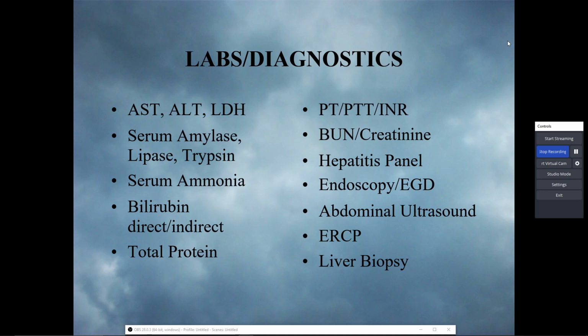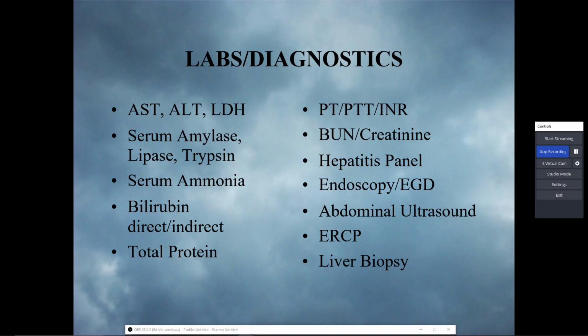Labs wise, I would definitely take some time to get used to the labs. The AST, ALT are very specific tests for the liver. Along with a test we don't see very often or understand very well, the ALK phos, or alkaline phosphatase. Maybe you've seen it. We're definitely going to talk about serum amylase, lipase, and trypsin as they relate directly to the pancreas. We're talking about serum ammonia levels because they relate directly to the liver.